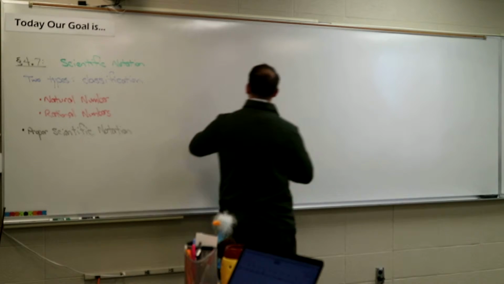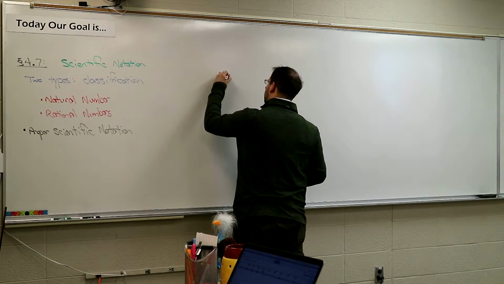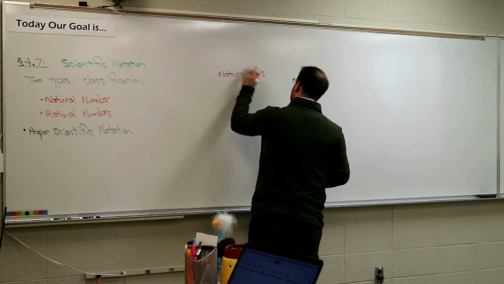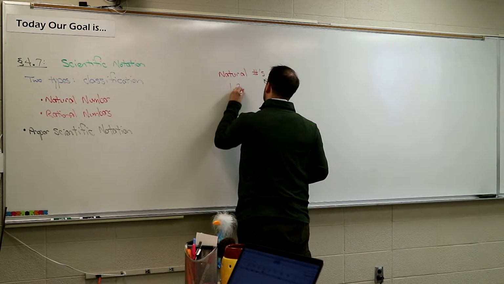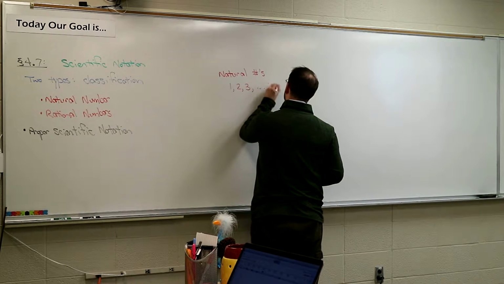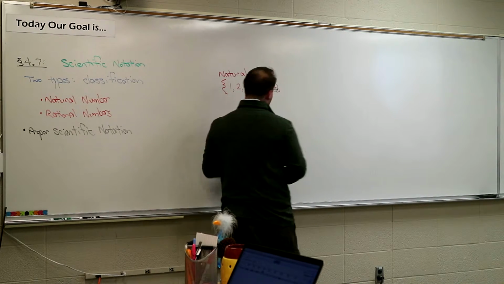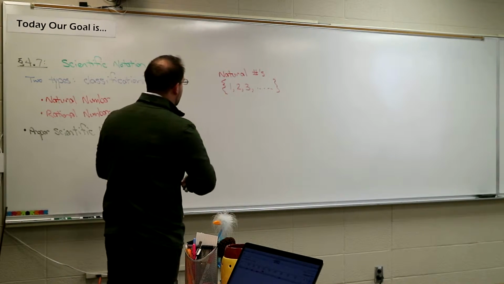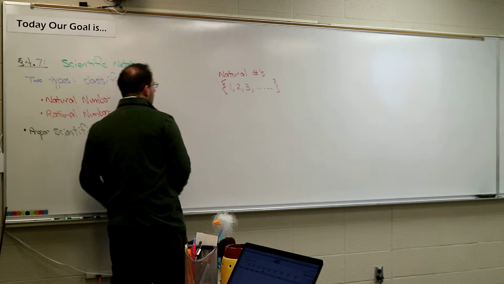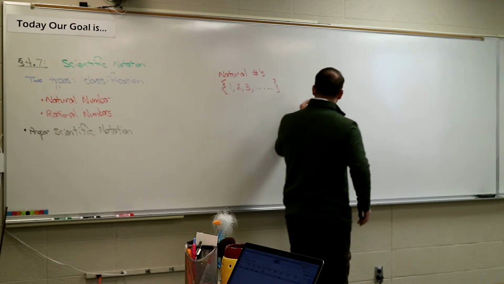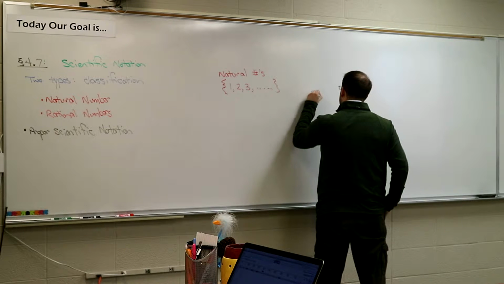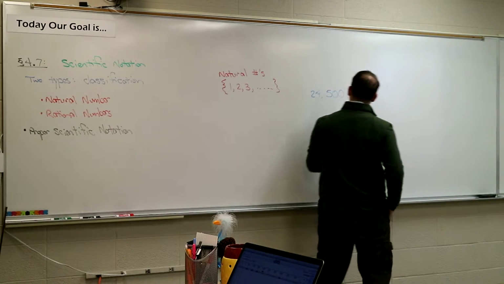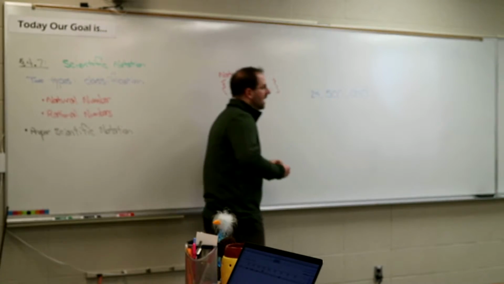So let's talk about the first one. We're going to start with natural numbers. So a natural number, if you don't remember, is any number from 1 and up. But they're not fractions, they're not decimals, they're nice clean numbers. They can be any number up through positive infinity in that direction, right? So I think one of the examples I gave you yesterday was something like 24,500,000 or something like that, right? This is one of our numbers. Okay, that is a natural number.